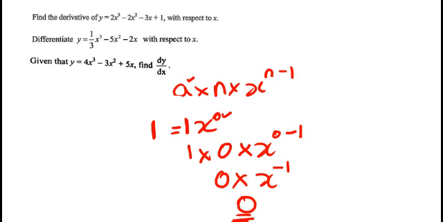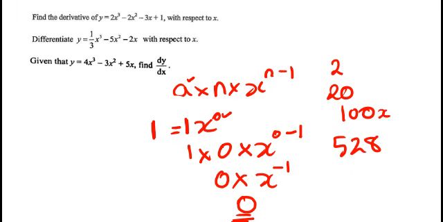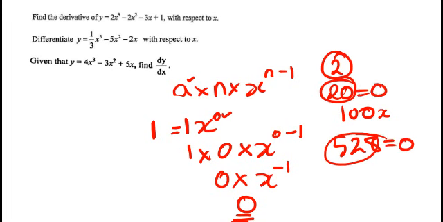Now if this is too complex for you, you can just master it by saying, if you have a constant number, whether it's a 2, a 20, 100, 528, for as long as it doesn't have an x, for as long as it's just a constant the way it is, it is equal to 0 if you are differentiating. For as long as we are differentiating, this number becomes 0. Now, I'm sure we are good to go.